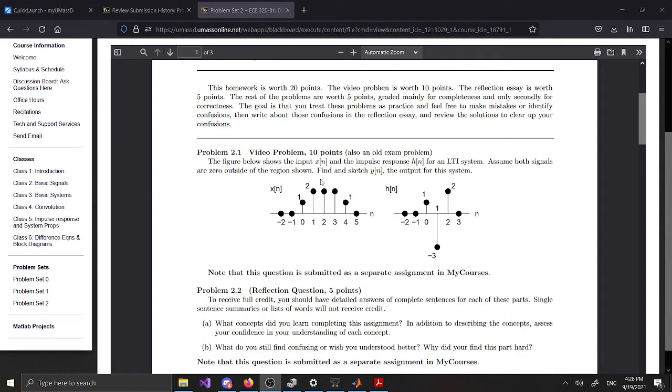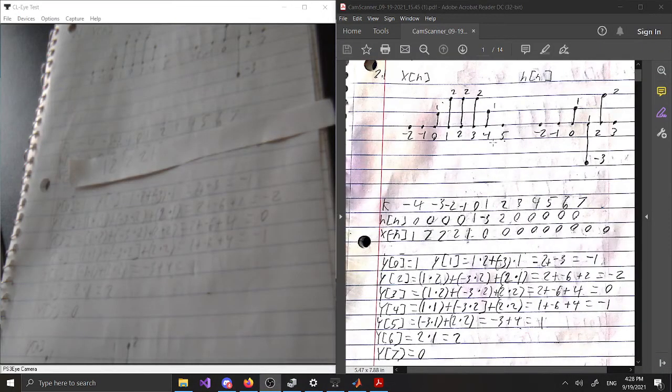In today's problem, we're going to take the input x of n and the impulse response h of n, and we're going to convolve them and give you the output y of n. And for this problem, we're going to be using the ticker tape method.